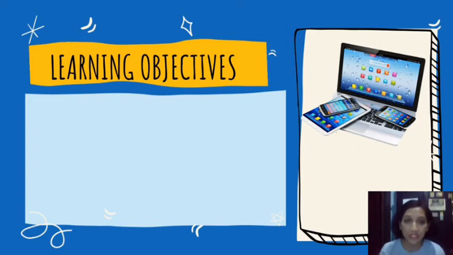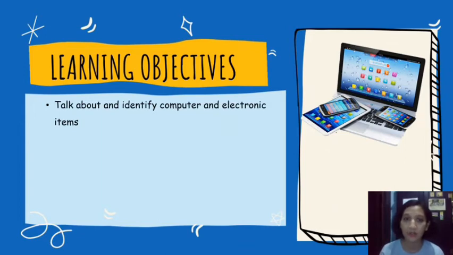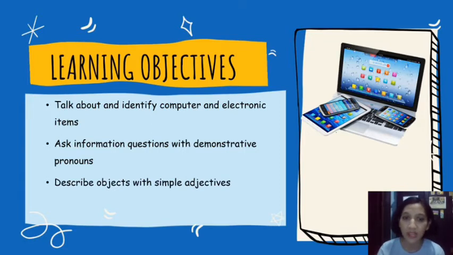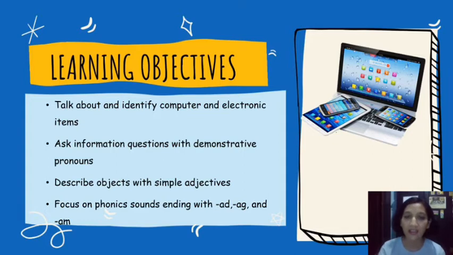So the learning objectives for this chapter are: first, talk about and identify computer and electronic items. Second, ask information questions with demonstrative pronouns. And also you learn to describe objects with simple adjectives. And the last one is to focus on phonics sounds ending with at and am. So here we go.